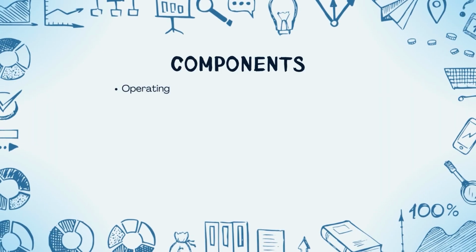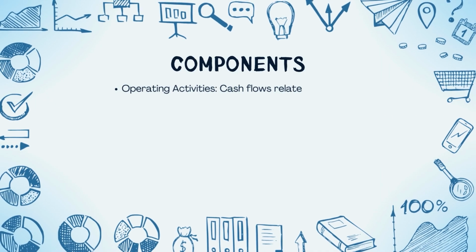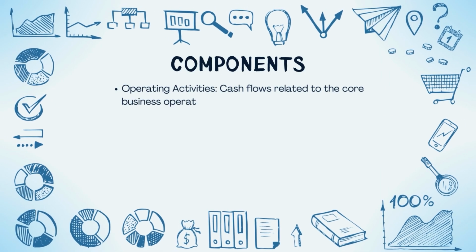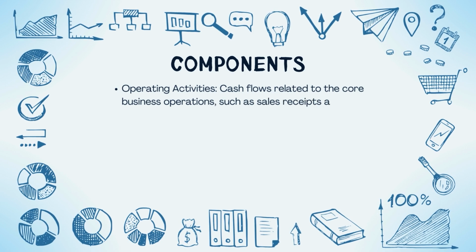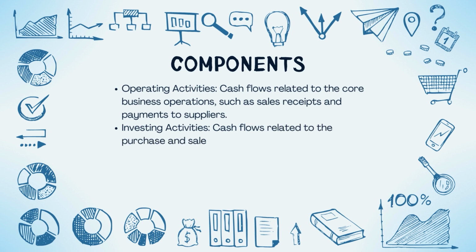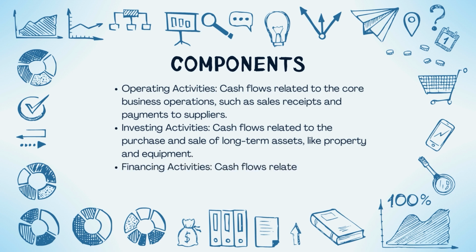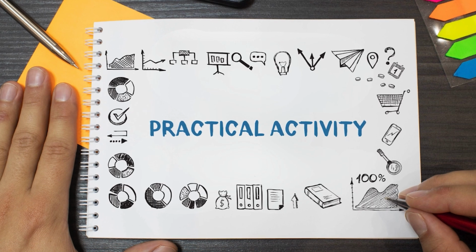The components include operating activities, cash flows related to core business operations, such as sales receipts and payments to suppliers. Investing activities, cash flows related to the purchase and sale of long-term assets like property and equipment. Financing activities, cash flows related to borrowing and repaying loans, issuing stocks, and paying dividends.